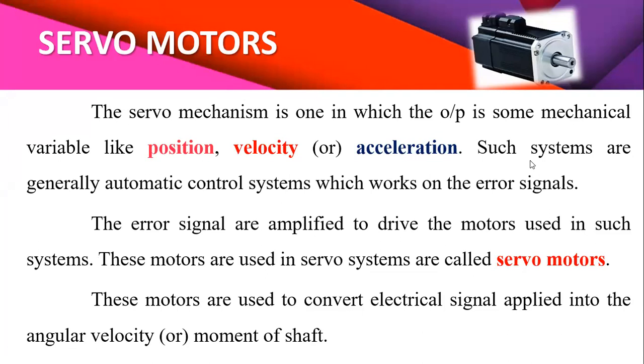So the servo motor works completely based on that error. Based on the error signal, the servo motor will work. These motors used in servo systems are called servo motors. They convert the applied electrical signal into angular velocity and movement of the shaft. Already you know that for a motor, the input is electrical energy and the output is mechanical energy. Here also we give electrical energy as input and it converts to angular velocity and movement of the shaft. So what is the difference between velocity and angular velocity?